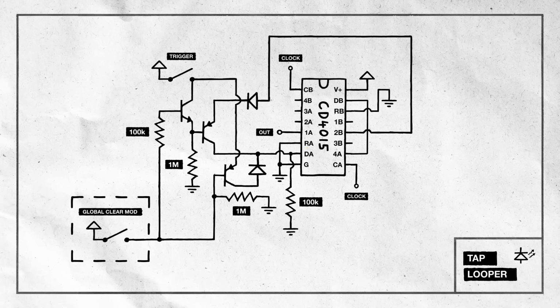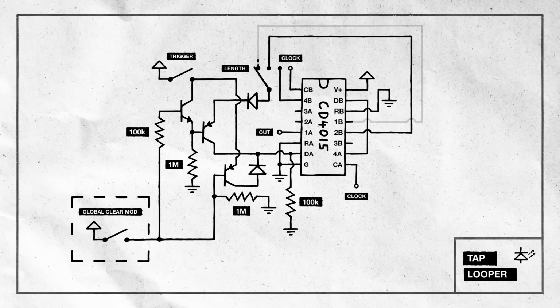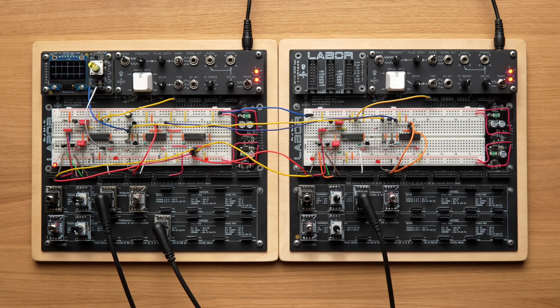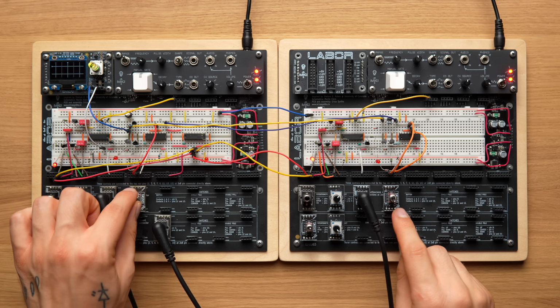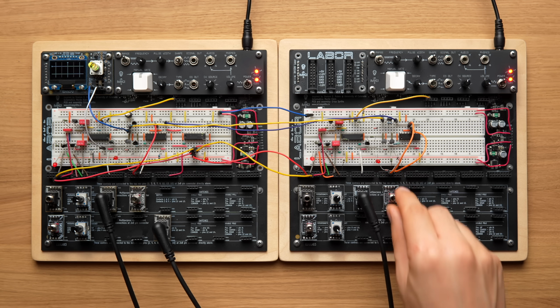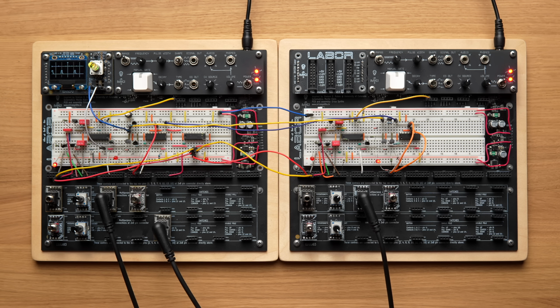But why stop there? If we add a 3-way switch to select the feedback tap point, we can toggle between multiple loop lengths on the fly. For example, 4B gives us 8 steps, 2B gives us 6, and 1B gives us just 5, for an even more off-kilter feel. To test this, I've added loop length switches to both channels. Let's see what happens when we set one to 8 steps and the other to 6. That gives us a nice rolling groove.